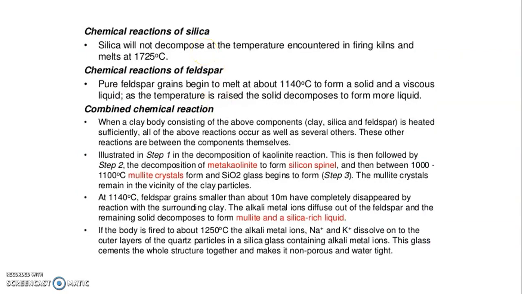Then the chemical reaction of silica. Silica will not decompose at the temperatures encountered in firing kilns and melts at 1725 degrees Celsius. Chemical reactions of feldspar. Pure feldspar grains begin to melt at about 1140 degrees Celsius to form a solid and viscous liquid. As the temperature is raised, the solid decomposes to form more liquid.